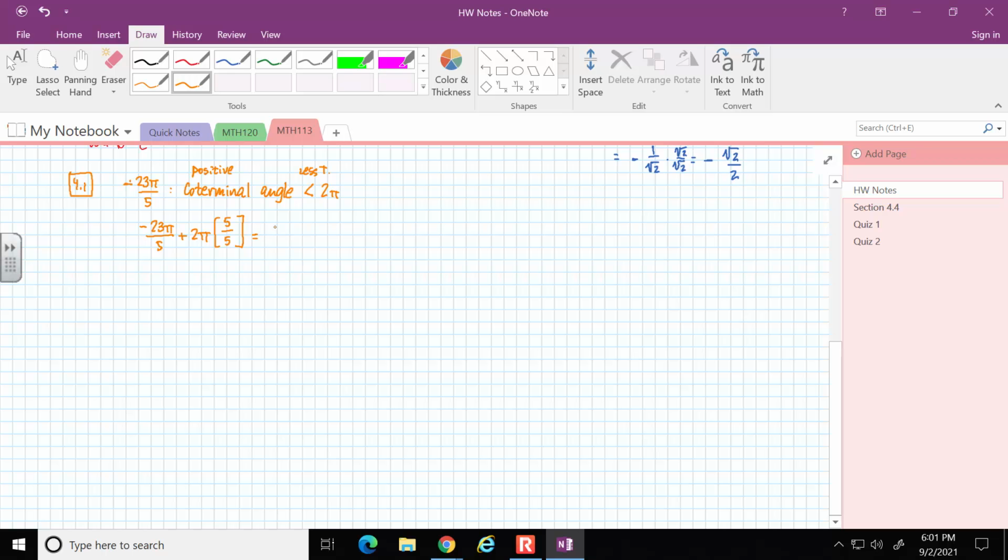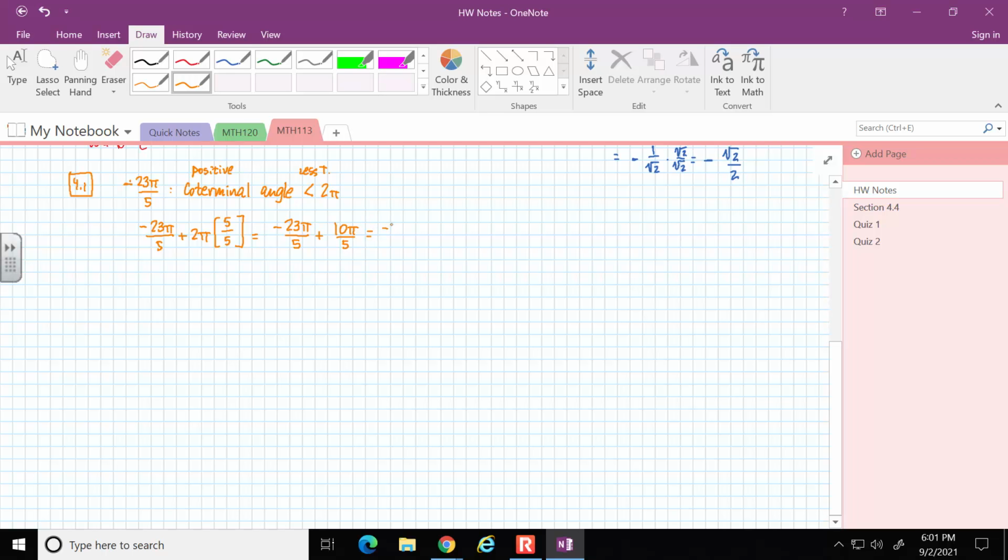So that's really the same as negative 23 pi over 5 plus 10 pi over 5. Now that's helpful. I can do that one time, but I'm still going to have a negative number, right? So I want to keep going. I don't want to just do it once. I probably want to do it twice. I may want to do it 3 times. So you can figure that out and go down that road, or you can just continually add it.